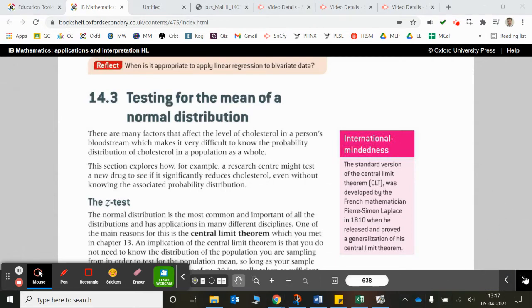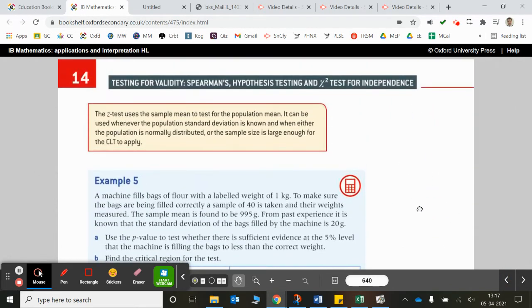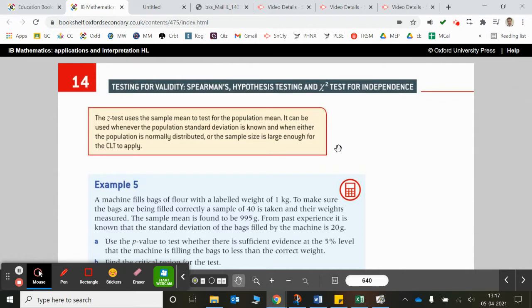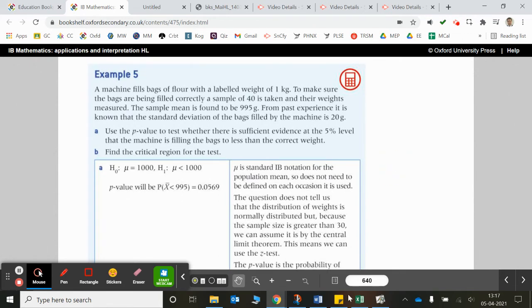Okay, so perhaps let's look at one of the questions. Let's skip the investigation. Investigations you can find, by the way, the answers to those from the teacher notes at the start of the chapter. They're hidden. But let's look straight at example 5 here.